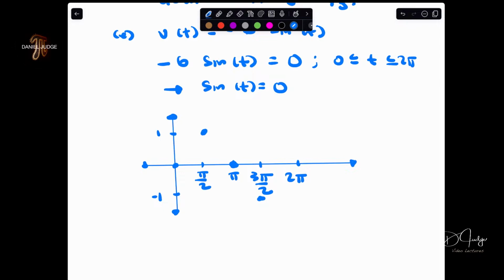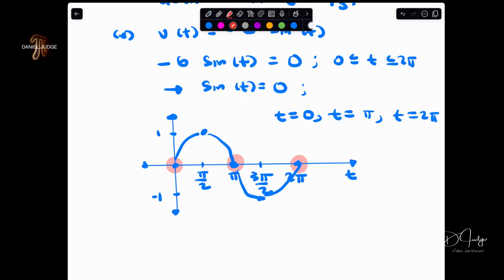Okay, I'm going to sketch a sine curve here for us. Sine being 0 is another way of asking where are the intercepts, and in this case, it's time intercepts, t. So that happens when t is 0, when t is pi, and when t is 2 pi. So they're asking for the intercepts of sine. These are the values when the particle has stopped. T is 0, t is pi, t is 2 pi. This is where the velocity of the particle is 0.